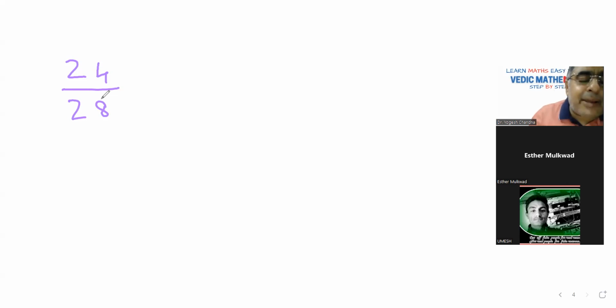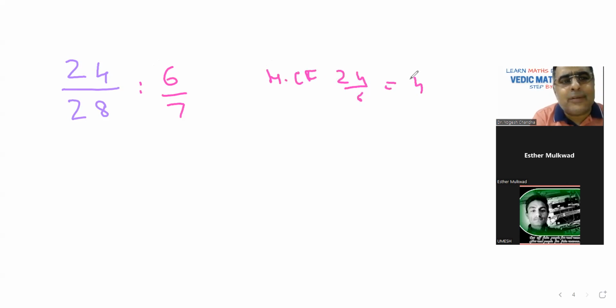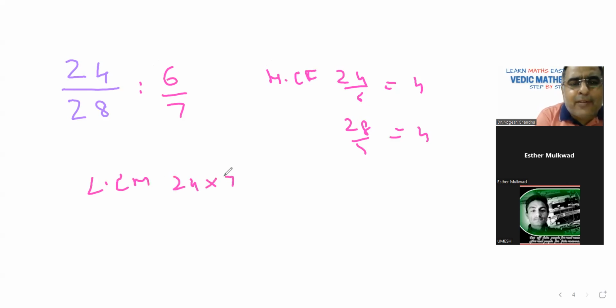Now 24 by 28. So what is the common thing? 4 table. Yes. So that means, just give me a second. 6 by 7. Yes. So HCF is equal to 24 by 6, that is 4, or 28 by 7, that is equal to 4. And LCM is 24 into 7 or 28 into 6.